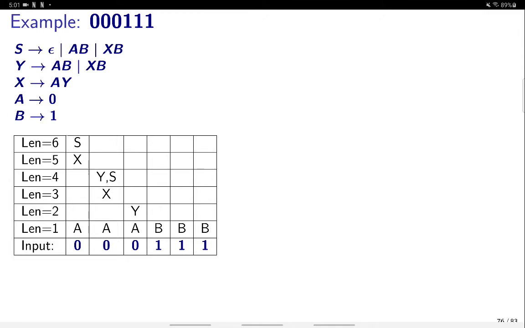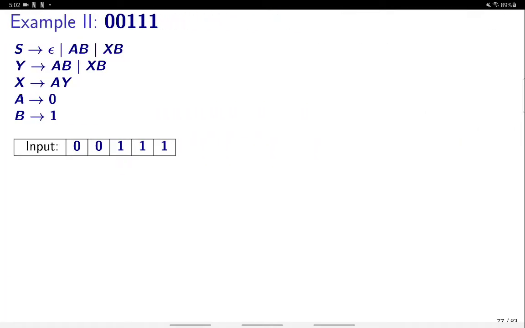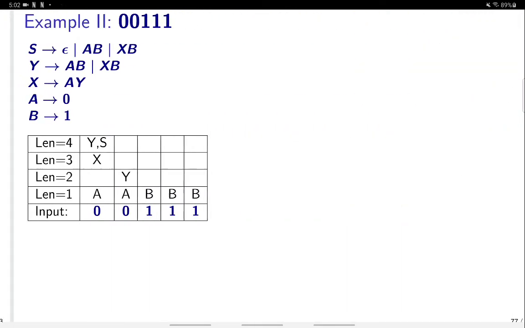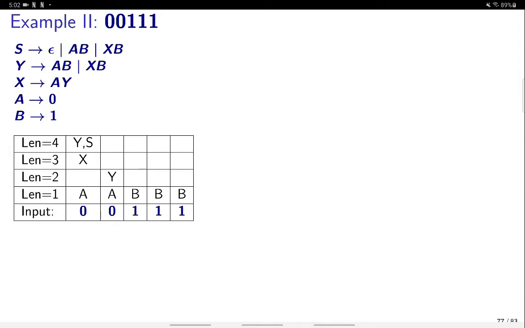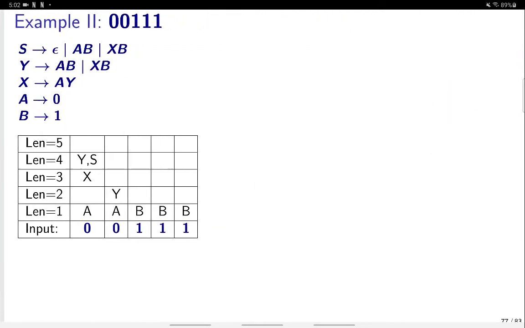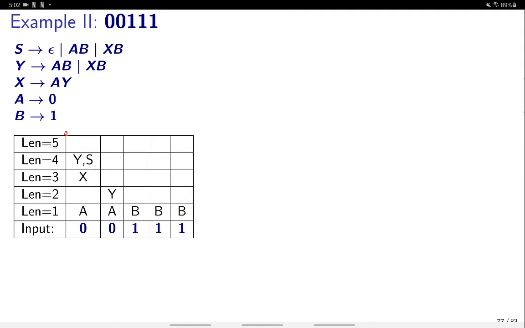Finally we go to length 6, and you observe that S can go to XB, which is indeed the desired string. So S can derive the whole string, and as such the answer is yes, this is in the language. You can do the same thing with the other example, it's the same kind of logic. The only difference is that this string is of length 5, and when you go to the next level, you realize that you cannot generate it. So this string is not in the language.